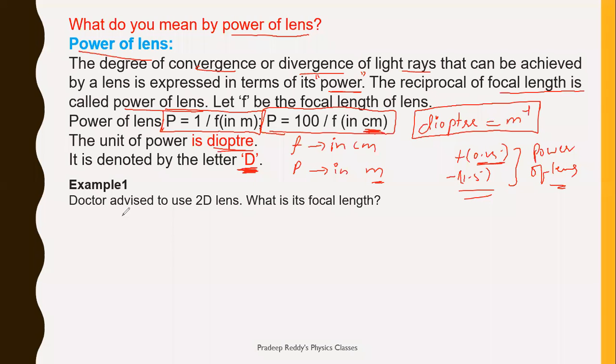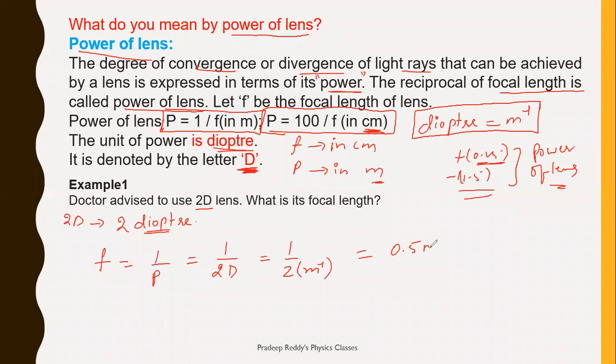Now you have one simple question. A doctor advised to use a 2D lens. That means 2 diopter lens. What is its focal length? You are supposed to find the focal length of that particular lens. We know that focal length f is equal to 1 by P. This is 1 by 2D, and capital D is nothing but meter inverse. So 1 by 2 is 0.5 meter.